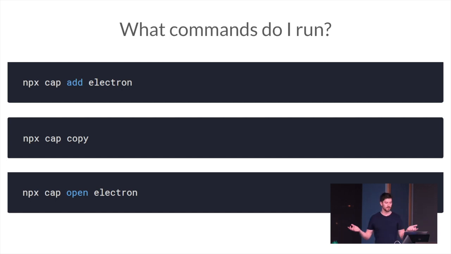What commands do I run to use this? Well, npx cap add electron, npx cap copy, and I'll explain npx cap copy when I get to the demo, and then npx cap open electron, which will open an instance of Electron for you. And the open command down there, that's the same thing you would run for Android and iOS. And Capacitor will open up Xcode for you, and will open up Android Studio for you, and you'll be able to run your app from there.